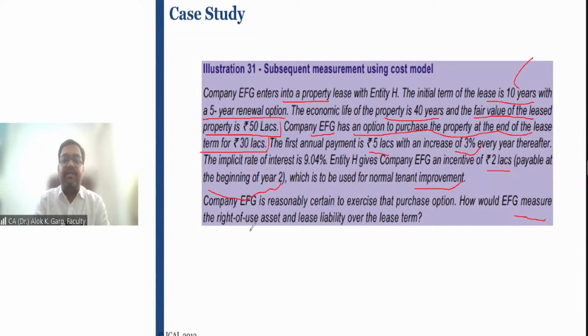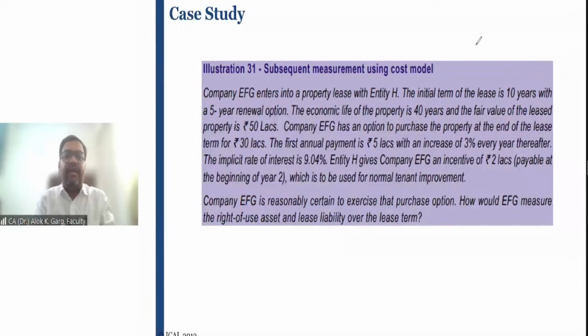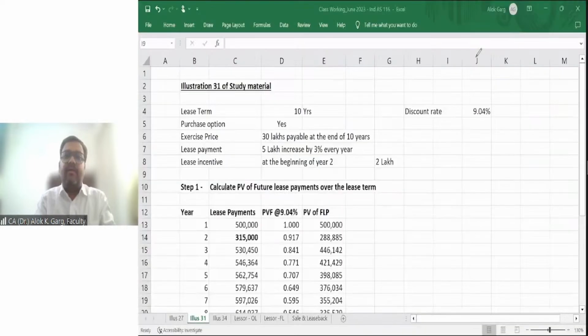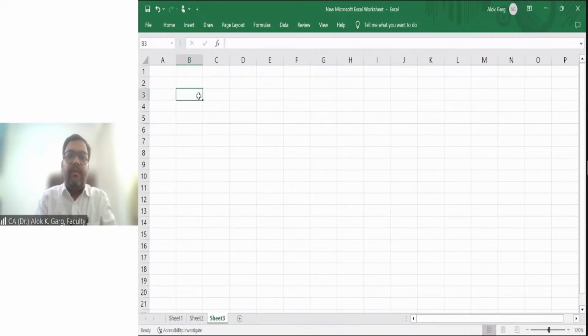It will always go up in all normal scenarios. How would EFG measure the right of use asset and lease liability over the lease term? I hope you have understood this question. Let me summarize it and take you to the Excel file where I'll write the facts of this question. I hope my Excel file is visible to all of you.